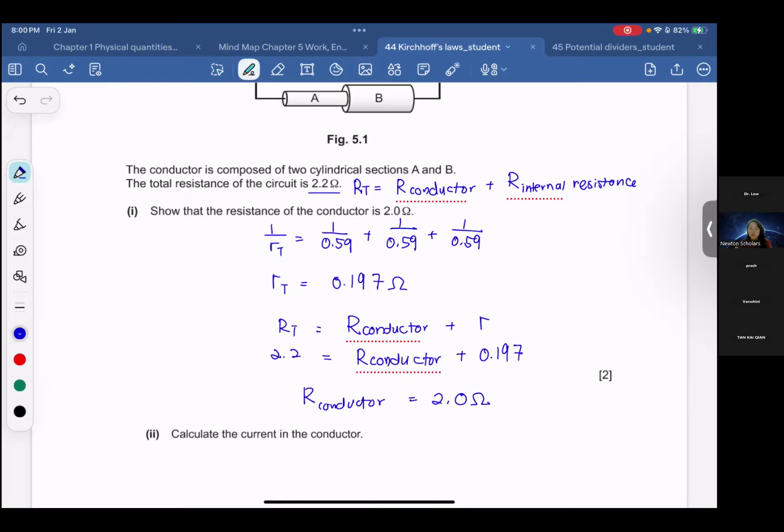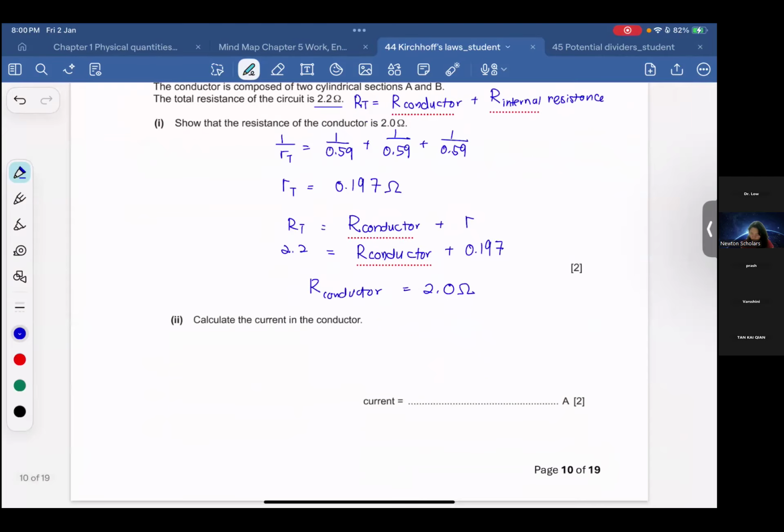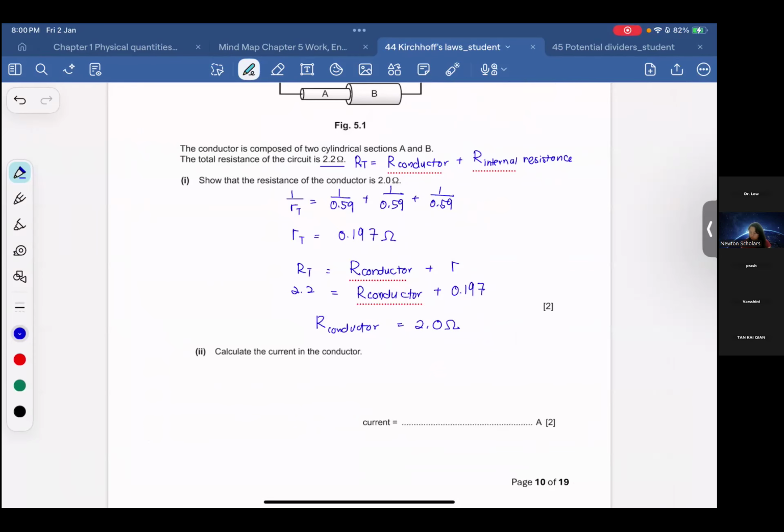I got your conductor is 2.003, round to 2, yes. Because in our exam, it will accept 2 to 3 significant figures. Okay, 2 to 3 significant figures. Okay, so boys and girls, now can you try to calculate the current in the conductor right now? Try first. Before I give you the answer, you have to think first. There are many ways to solve. You try.